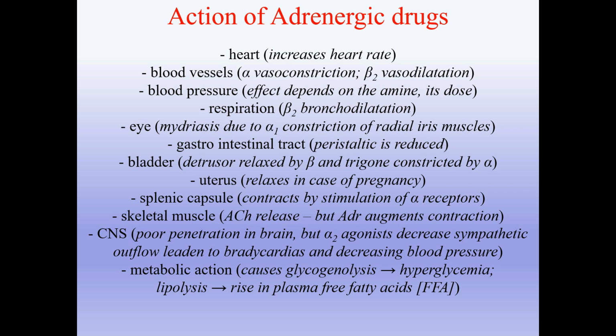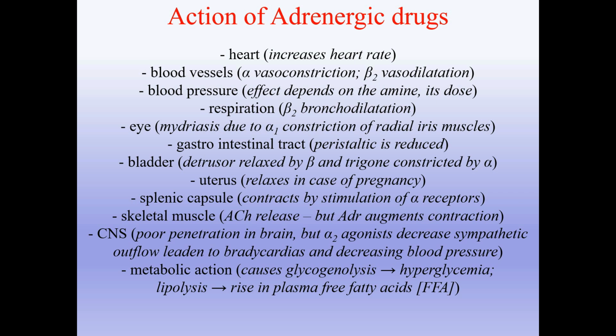Gastrointestinal tract: peristalsis is reduced. Bladder: detrusor relaxed by beta and trigone constricted by alpha. Uterus: relaxes in case of pregnancy. Splenic capsule: contracts by stimulation of alpha receptors. Skeletal muscle: acetylcholine release, but adrenaline augments contraction.